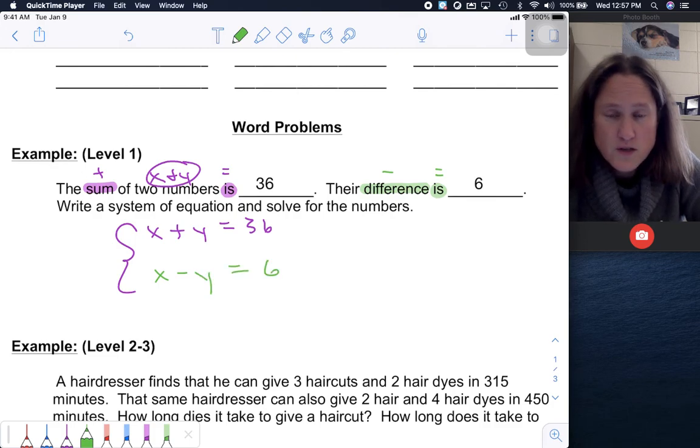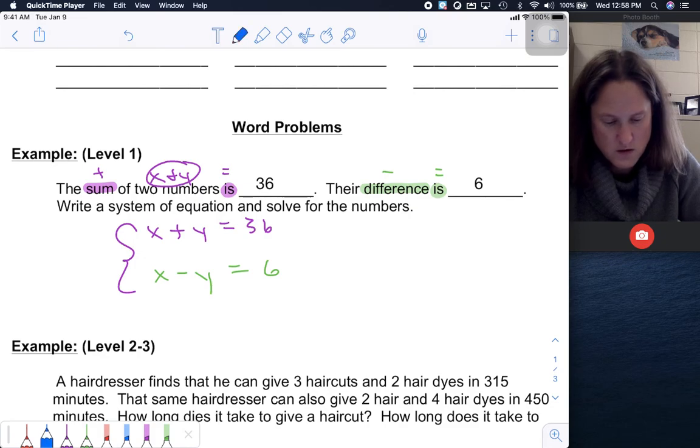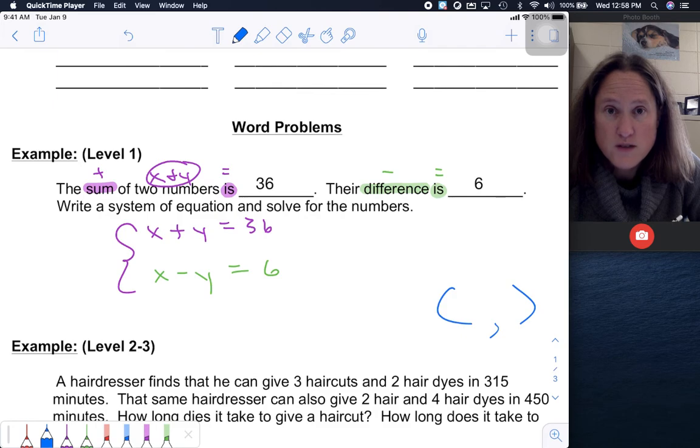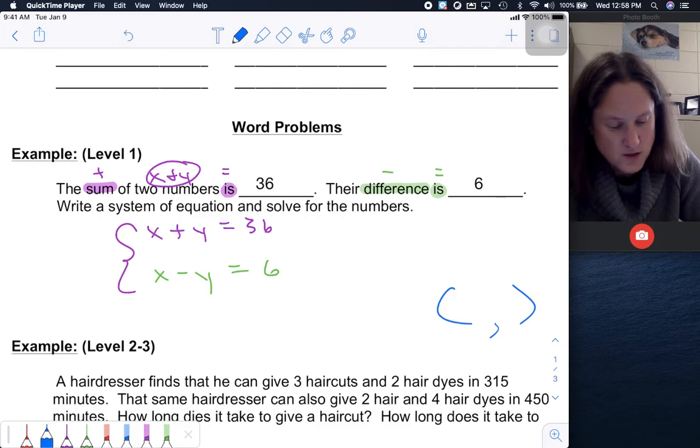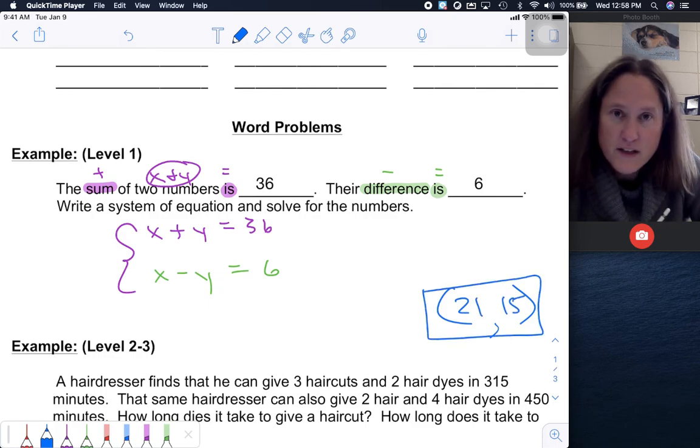Okay? So what I want you to do is we're going to go through all of these, and I'm going to help you write the systems, and then you're going to solve them. So pause the video and try solving the system however you want to, graphing, substitution, or elimination, and get the correct answer. Or try to at least. Okay, so hopefully you were able to solve that one. And if you solved it correctly, you should get that the 2 numbers are 21 and 15. That would be your final answer.